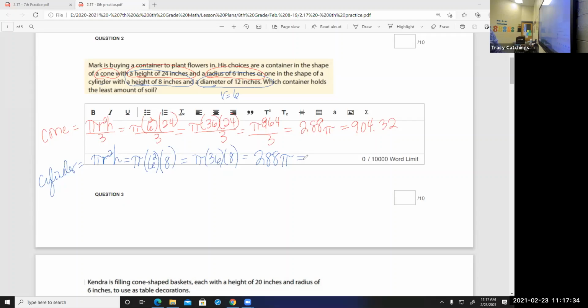Y'all giving me wrong numbers? Yeah. Okay, so that's pretty much the same. So when they ask which container holds the least, what can we say? Yeah, they both hold the same amount. So you say they both equal. Good. Any questions about it? So this is pretty much stick it in the formula, solve that formula, and get an answer.